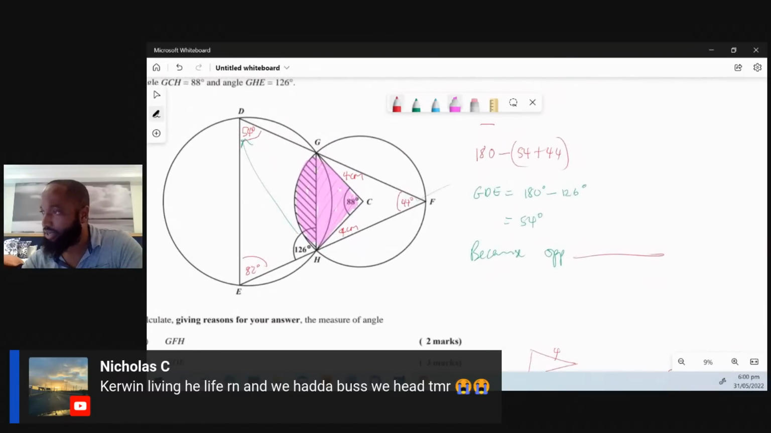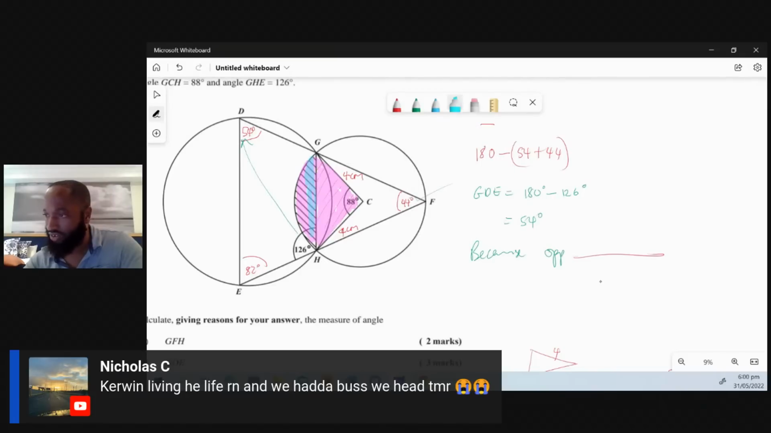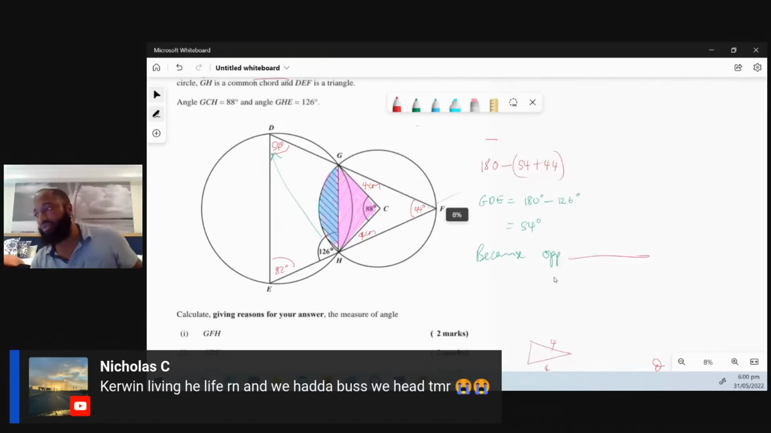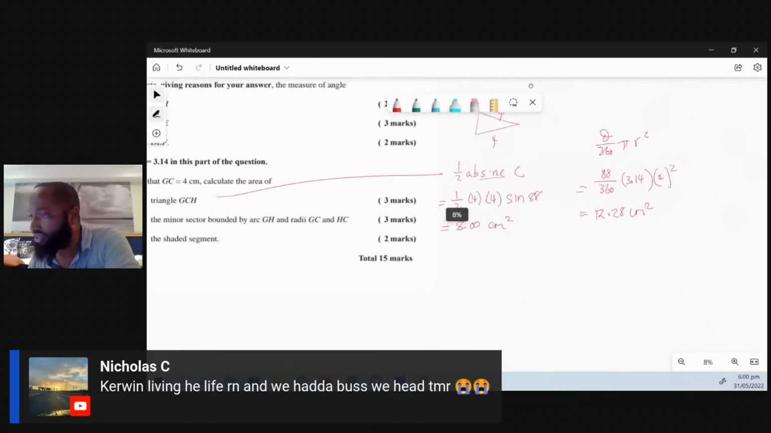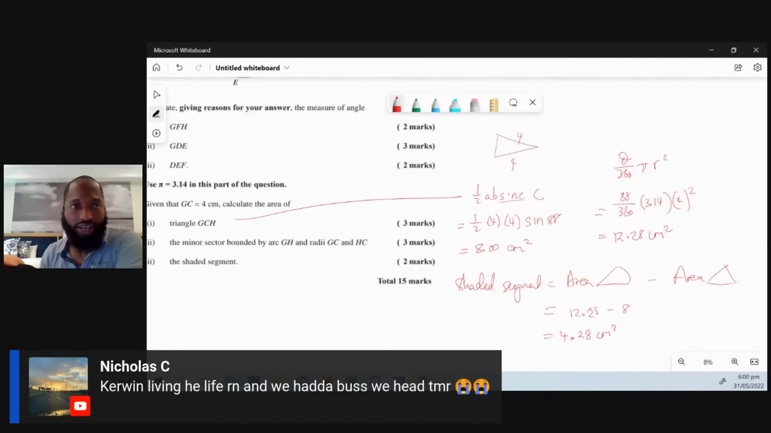And obviously now they want you to find the area of the shaded region, the shaded segment here. Pay attention to the light blue, that region here, which they initially have shaded, and that is as easy as subtraction: subtracting the area of the triangle from the area of the sector. So shaded segment equals area of the sector minus the area of the triangle. So this is going to be 12.28 minus 8, which is 4.28 cm squared. All right, guys.